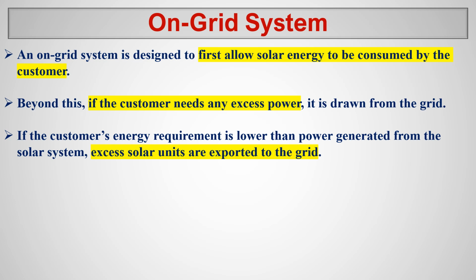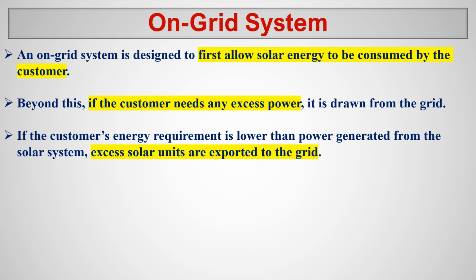Okay, usually when we have a solar PV system, our ultimate aim is to satisfy our total demand with whatever power the solar panels generate. The on-grid system is designed to first allow solar energy to be consumed by the customer. So the first preference is for solar energy to be consumed by the customer. Then if the customer needs extra energy during the daytime, let's say whatever our solar panels are producing is not enough to power the house, then the grid will supply the additional power to the house.